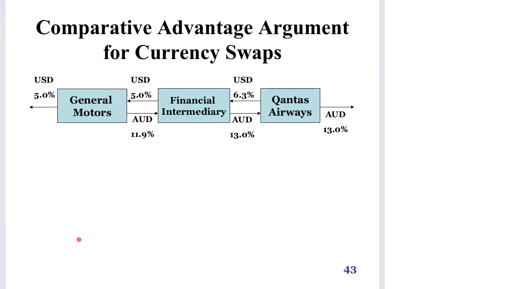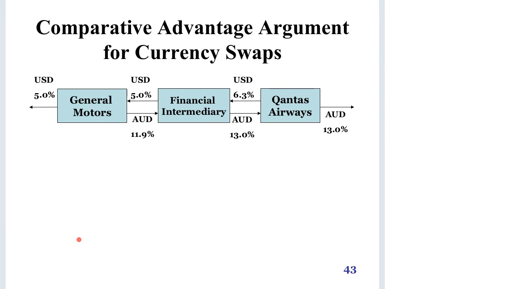Of this 11.9%, Qantas has borrowed in the Australian dollar market at 13%. The financial intermediary pays Qantas 13%, so that Qantas's exposure to the outside world is taken care of. In return, Qantas pays the financial intermediary 6.3%.